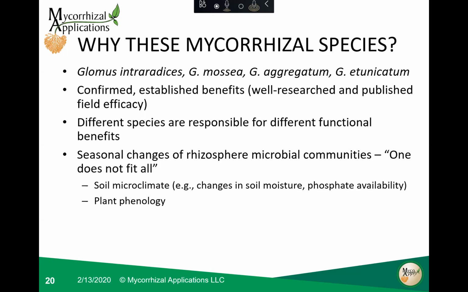We use these four species through multiple different research and published articles to find which ones would be the most efficient at growing and helping our plants. We found that Glomus intraradices is the most common, and it is the most beneficial when it comes to certain aspects of growing. That is the number one species that we offer, and that's also the number one species that you're going to find in our competitors. You're not going to be able to find those other three species in a competitor's product.